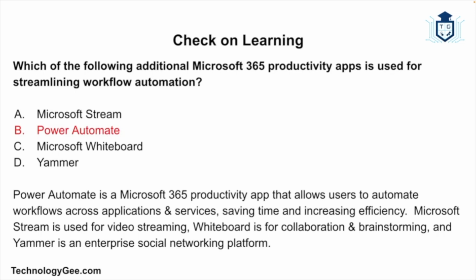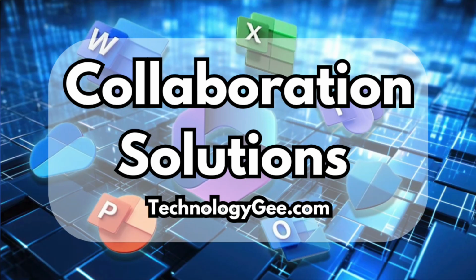Microsoft Stream, this is used for video streaming. Whiteboard is for collaboration and brainstorming. And Yammer, this is an enterprise social networking platform.